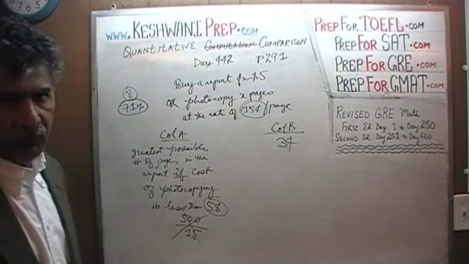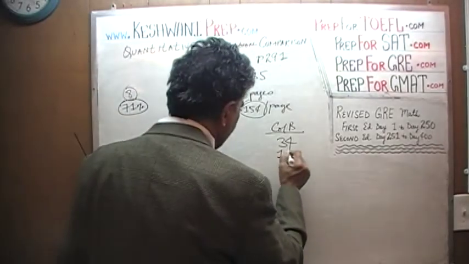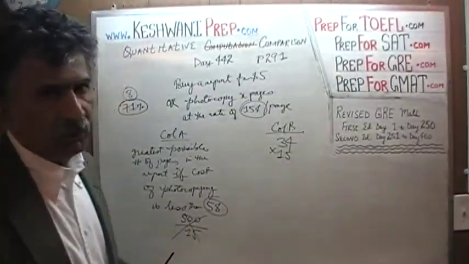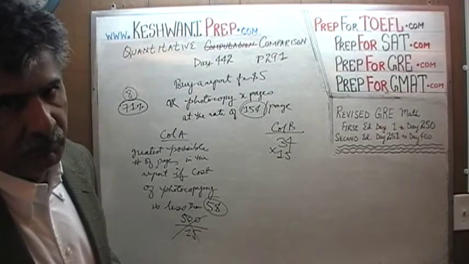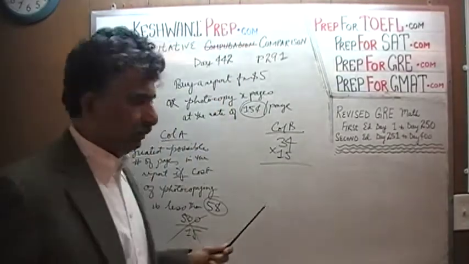Just take your 34 and multiply it by 15. Ask yourself, what does it cost to photocopy 34 pages? And we'll go from there. Let's do it, shall we? Let's do it.